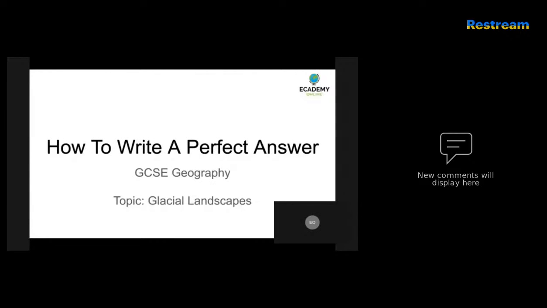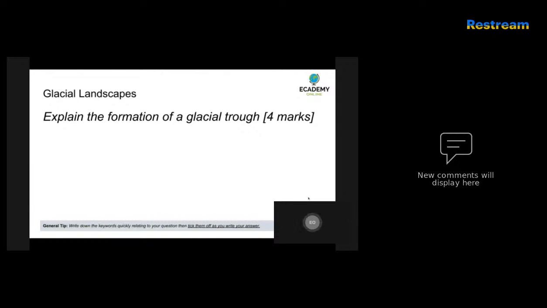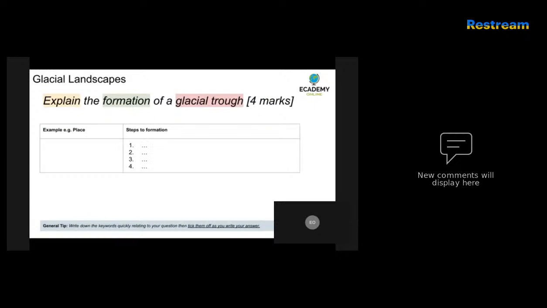Good morning. Today we're going to be looking at glacial landscapes. Explain the formation of a glacial trough, 4 marks. Again, remember to highlight the key words in the question just so it stands out a bit more, and then you can annotate the question before you start answering it.